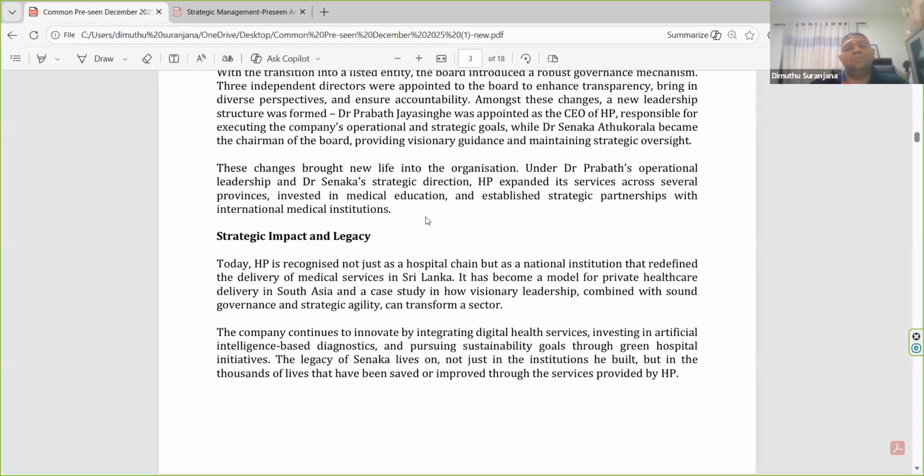Under Dr. Prabha's operational leadership and Dr. Sena's strategic direction, the day-to-day activities were handled by Dr. Prabha and Dr. Sena handled the long-term directions. HP expanded its service across several provinces, invested in medical education, and established strategic partnerships with international medical institutions. Right. So for this medical education, probably a training center may have been established, and they developed some strategic partnerships with international medical institutions.